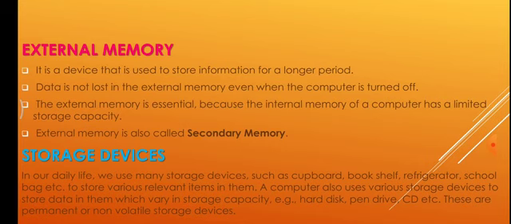The external memory is essential because the internal memory of a computer has a limited storage capacity. External memory is also called secondary memory. Dear students, you know why external memory came into existence? Because there was a limitation of internal memory, and that limitation was that internal memory has a limited storage capacity. To overcome this limitation, external memory came into existence.